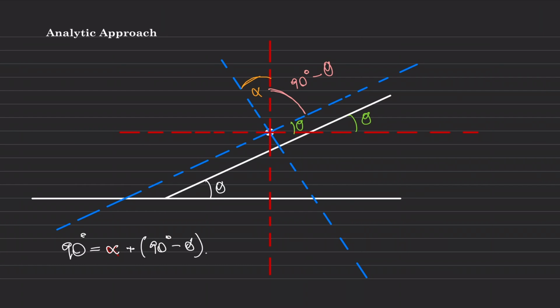And now if we try to resolve for what alpha is, notice when we take this 90 to the other side, it becomes a negative, which means the 90s are going to cancel out. But then when we take the theta to the other side, what will remain is that alpha is equal to theta, indicating that actually this angle here is just theta.